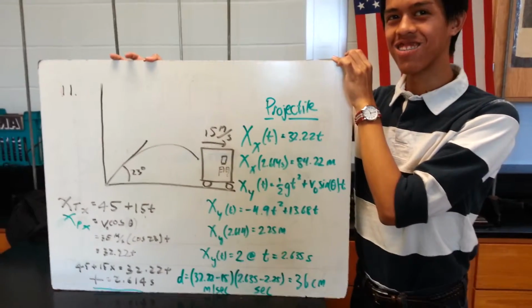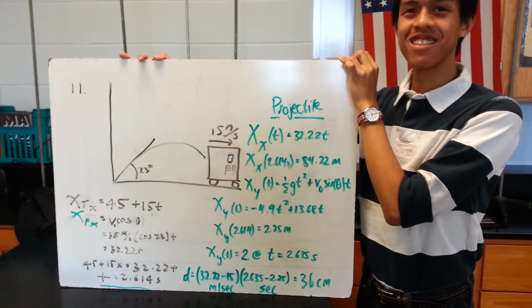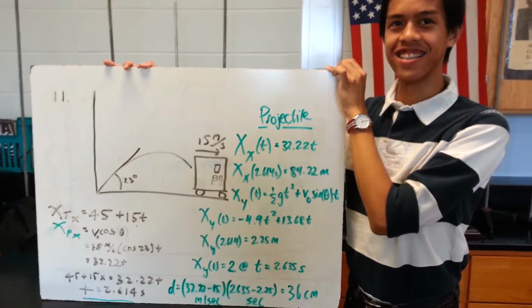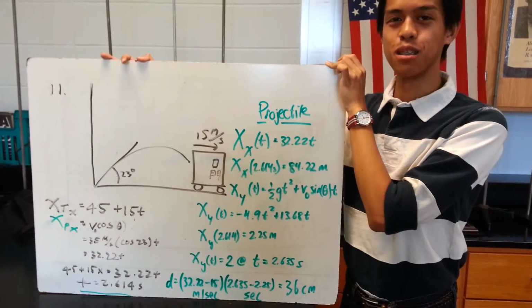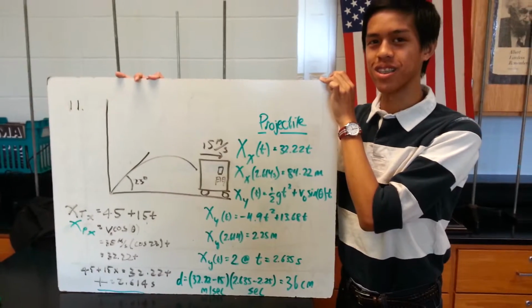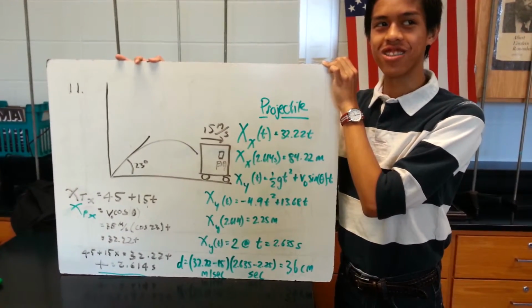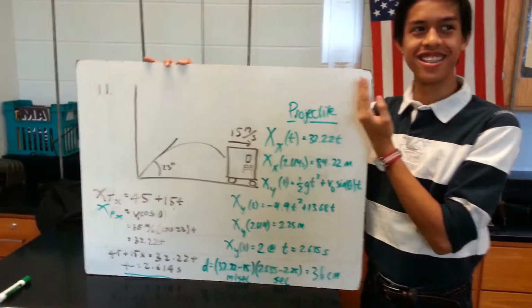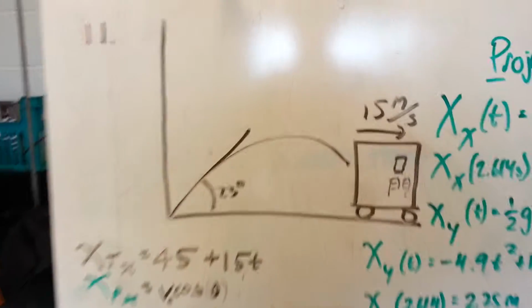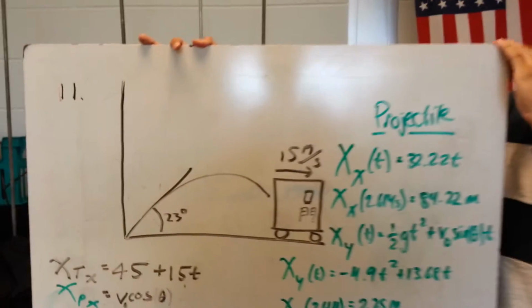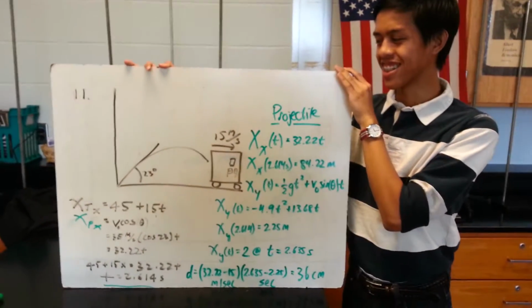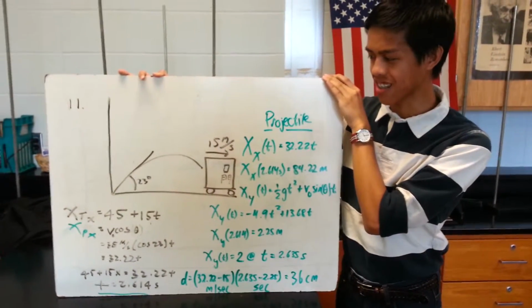Wow! Number 11 describes a projectile being thrown at an angle of 23 degrees with an initial velocity that's given to you. It's being thrown at a truck that starts in a position of 45 meters and is proceeding onward at a speed of 15 meters per second. Now we're tasked with finding exactly where this ball is going to touch the back of the truck.